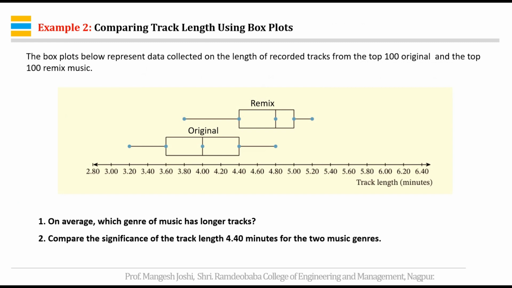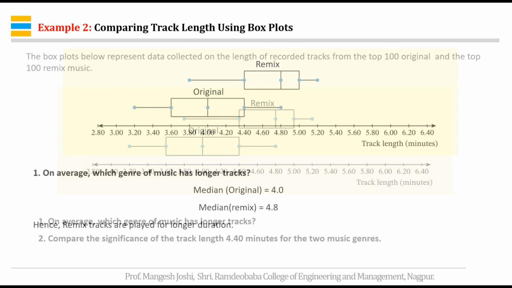Now the second example is comparing track lengths using box plots. The box plots below represent the data collected on the length of recorded tracks from the top 100 original tracks and the top 100 remix music tracks, right? So the data is collected regarding the track lengths in minutes. The first question is, on average, which genre of music has longer tracks? And the second question is, compare the significance of a track length of 4.4 minutes for the two music genres.